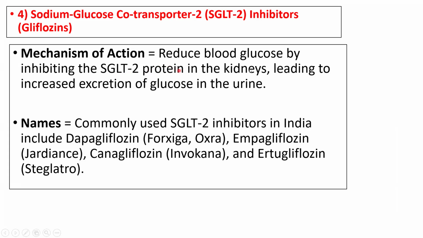SGLT2 is a protein in the kidney. These particular gliflozins will inhibit the action of this protein, and naturally blood glucose will come down and urine glucose will not be there. Okay. Now, the commonly used SGLT2 inhibitors are whatever the Indian brands are available.